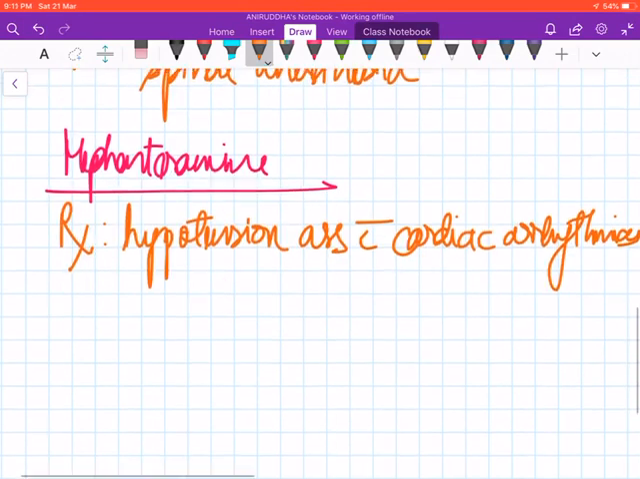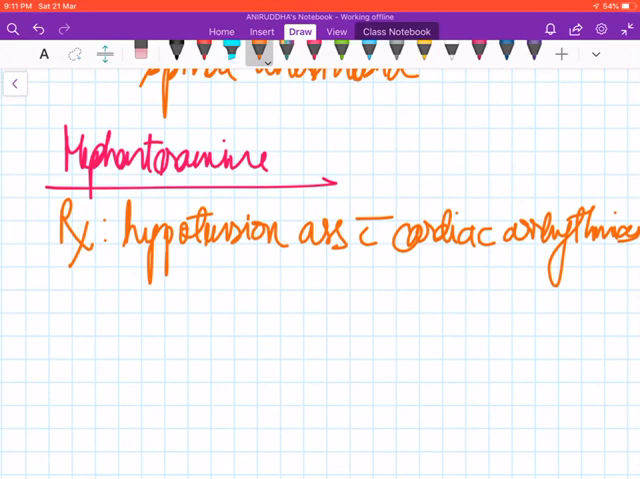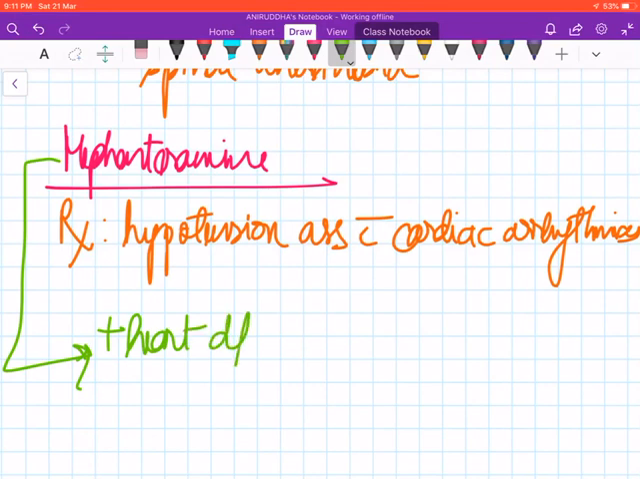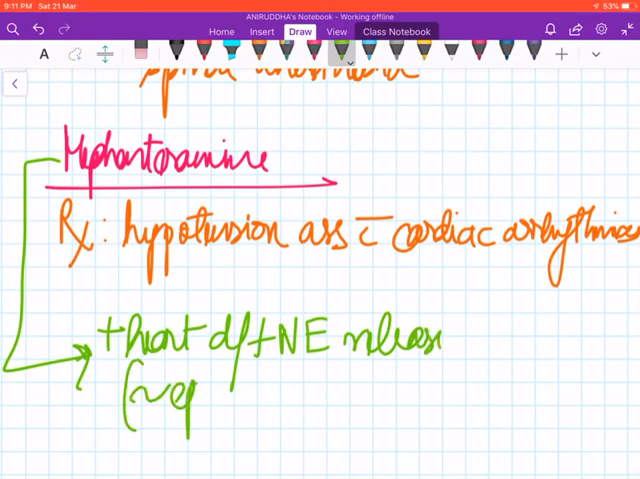It can also stimulate the heart. So one thing we need to remember is that mephenteramine stimulates the heart due to norepinephrine release, and its mechanism of action is similar to ephedrine. Now this ephedrine, we'll be covering it in a later portion.